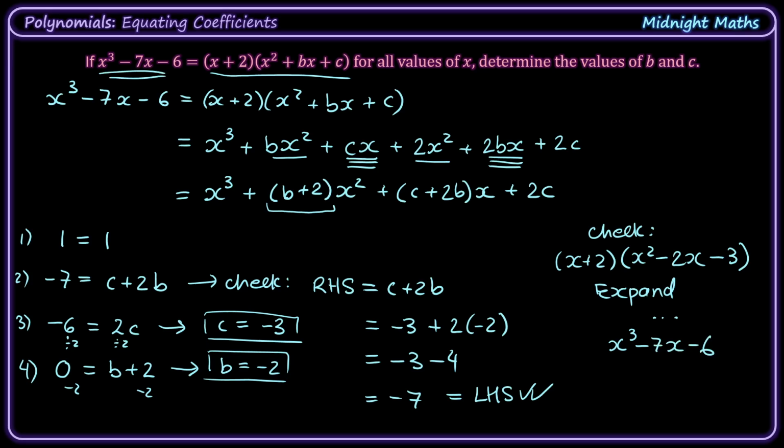So if you're in an exam or something and you have a bit of time, just go through and expand it again, just to double check that you have not made any calculation errors or carried a negative somewhere wrong or anything like that. So this is a good way to double check. This is a good way to really be sure that you've got the right answers. But yeah, this is how you would do equating coefficients.